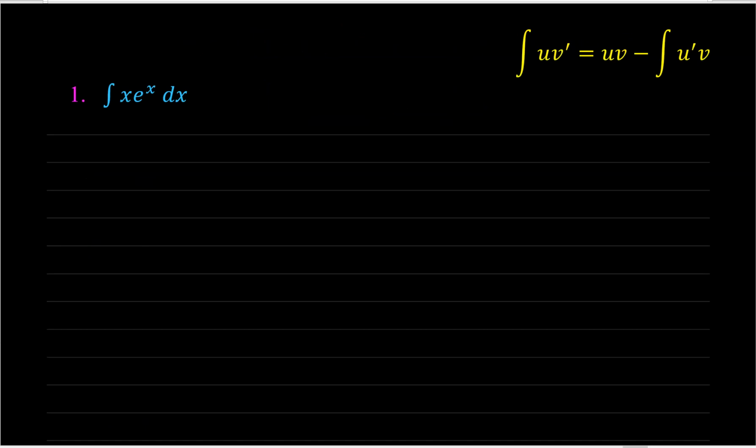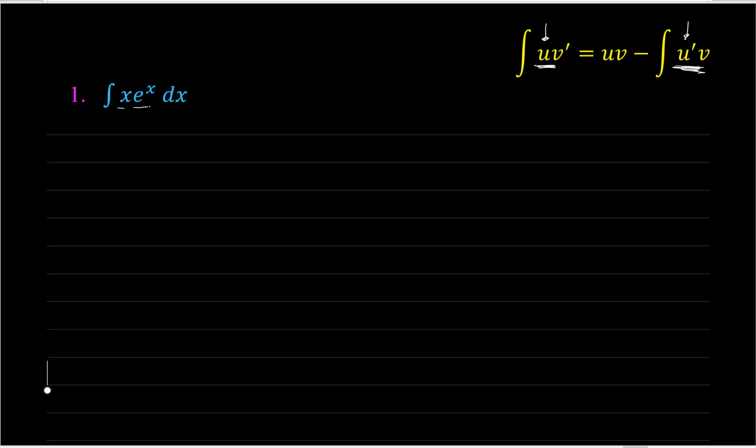Right, so the first thing we need to do is assign which of our 2 functions we have here. We've got 2 functions, being x and of course e to the x. We want one of them to be a function u, and we will have to differentiate u. So you want to choose the function that differentiates quite nicely or easily, and preferably it has a constant as its derivative, because we are going to end up having to integrate that again.